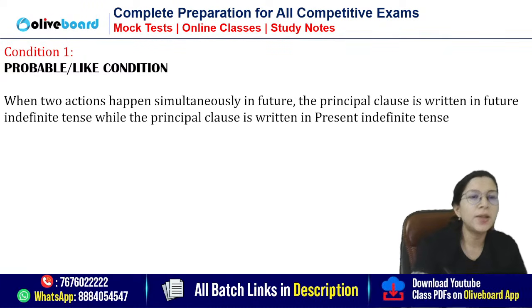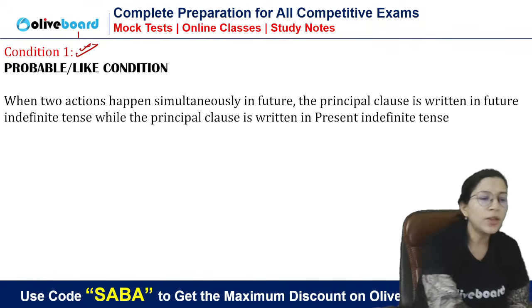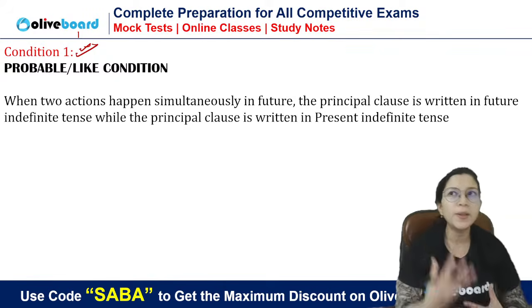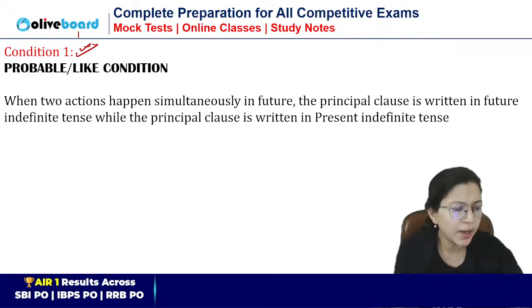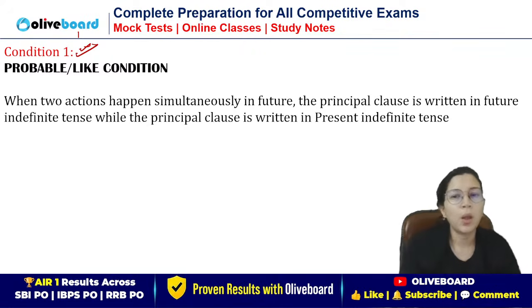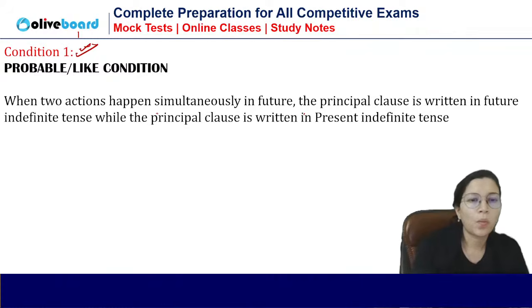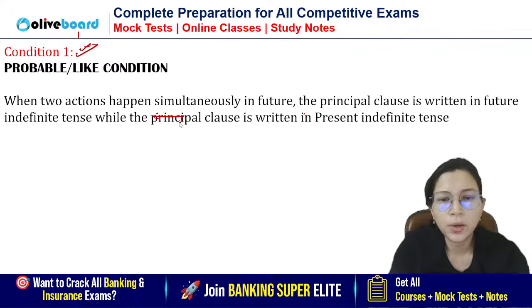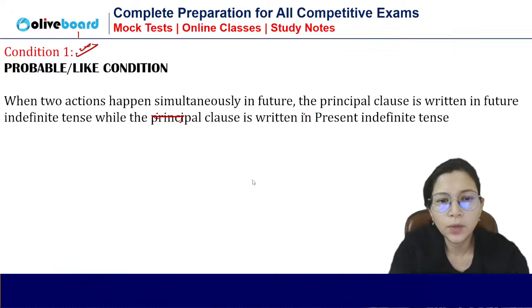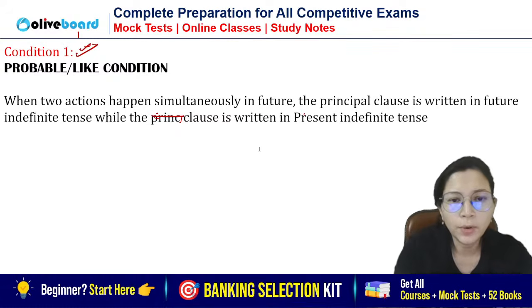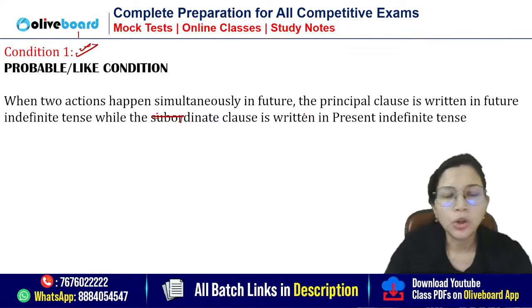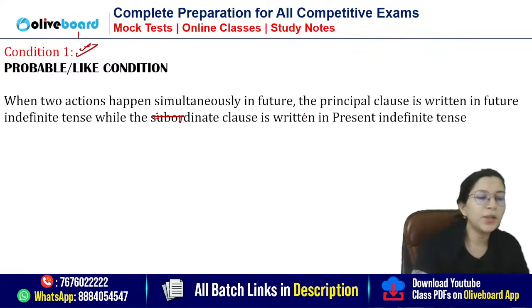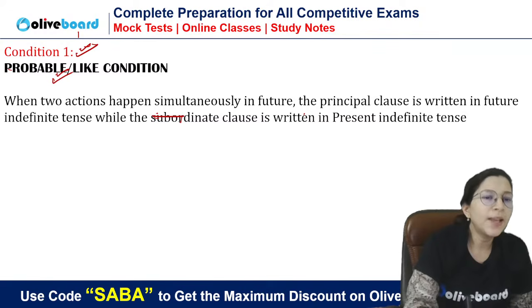See, the rule itself says condition 1. You have to learn it this way: first condition, second condition, third condition. This is the name of the rule. The moment somebody says first condition, you should immediately know. Subordinate is missing. Okay, sorry, I will do the correction. Thank you, Saurabh. This is a typo. Chalo, coming to this. Subordinate. See, now the first condition is what? Probable or likely condition. Basically, this is the sense.